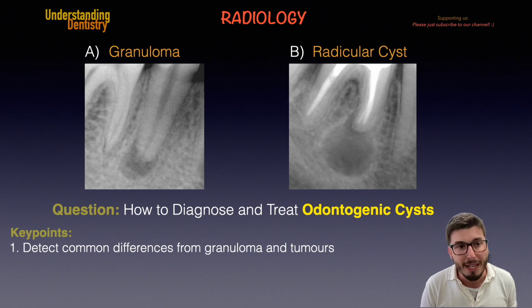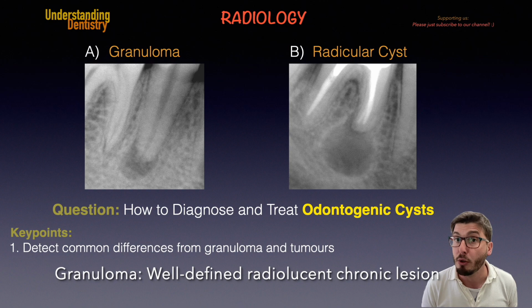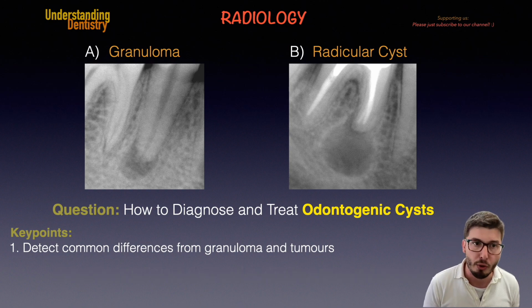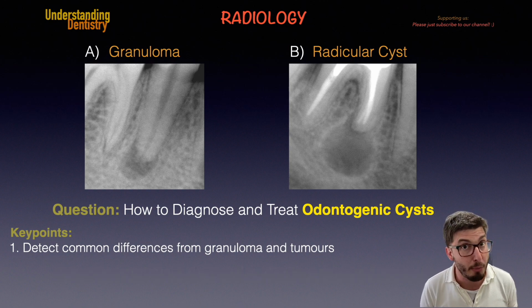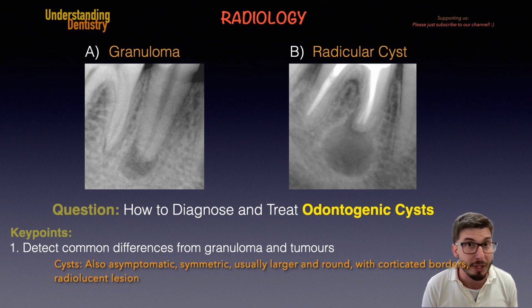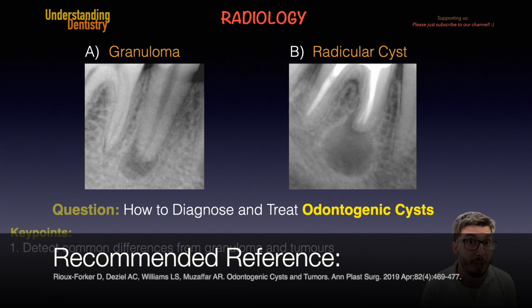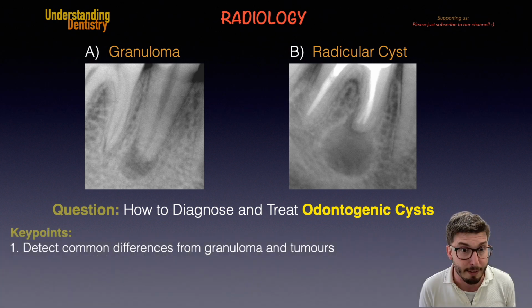And why? Basically, the granuloma is a well-defined periapical radiolucent lesion, but not so symmetric, not with corticated borders, which would be characteristics of cysts. Usually not so radiolucent, but that's arguable between the articles. And also, usually cysts are found in a little bit larger size, more symmetric in relation to the apex. So those are very important aspects.